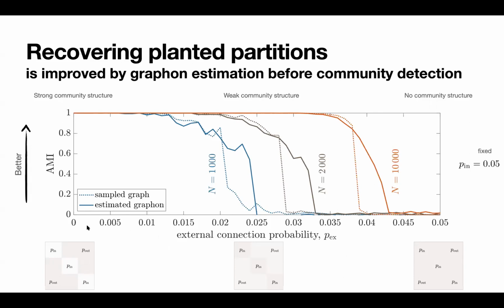And now, to our surprise, what we found is that if you have this estimated graphon, so you take the graph, you estimate the graphon, and then you do community detection on the graphon, you have similar behavior. However, in all three cases, there's a small range of external connection probabilities where the estimated graphon seems to yield a better adjusted mutual information than the sampled graph. So for all of those sample sizes, there's a range where the intermediary step of estimating a graphon can actually improve our recovery of the planted partitions.